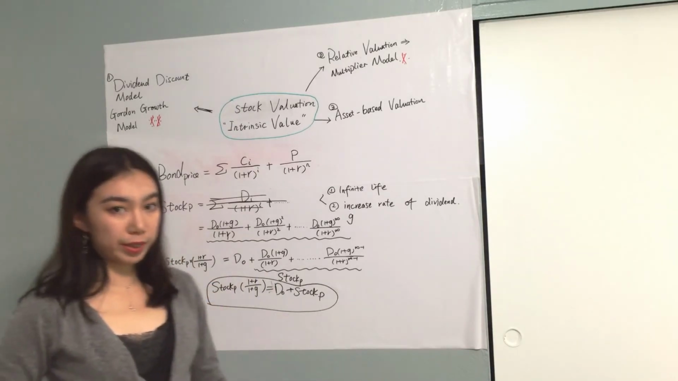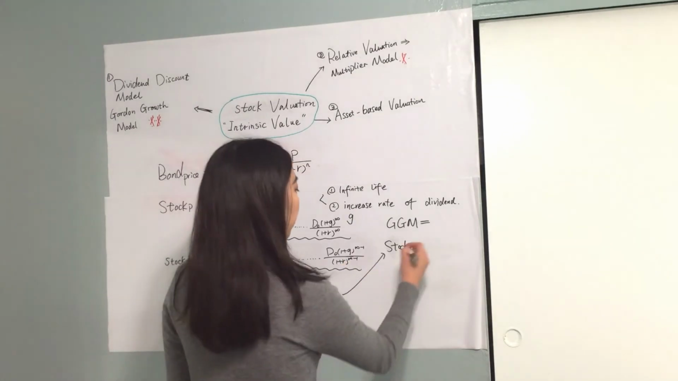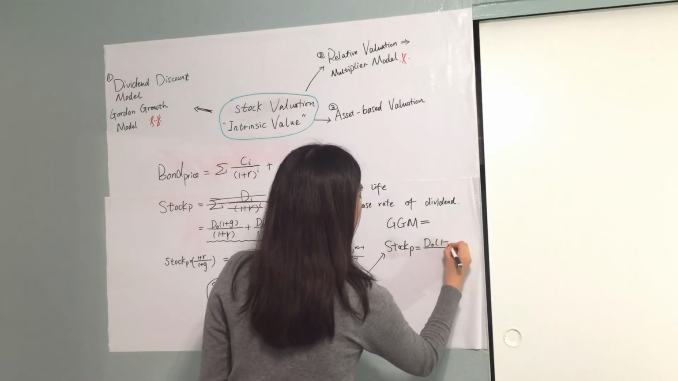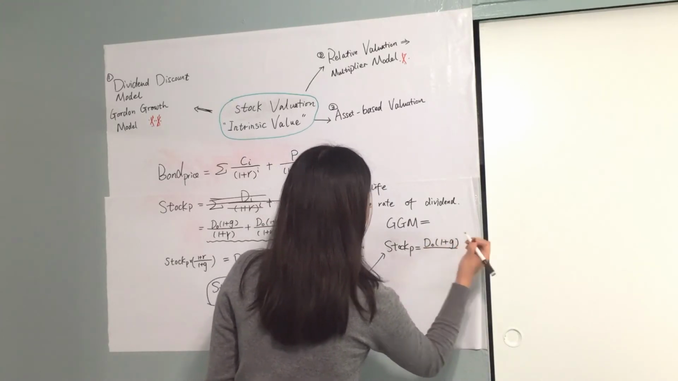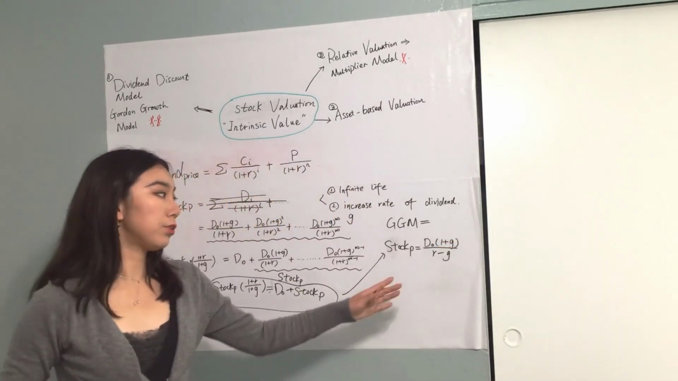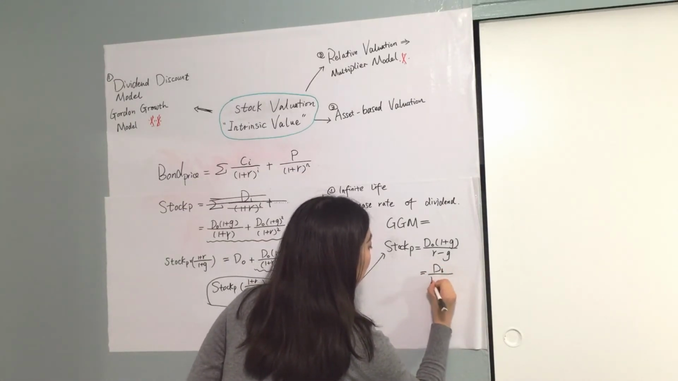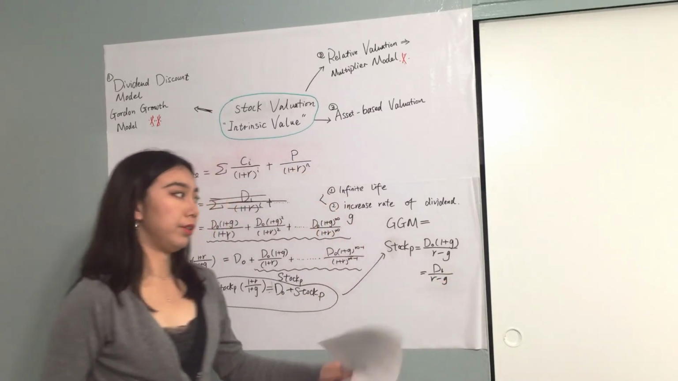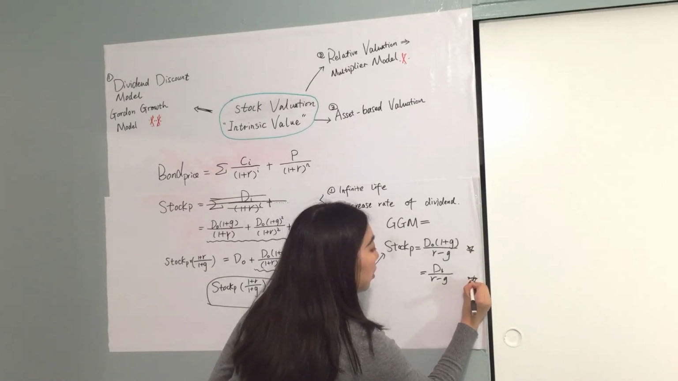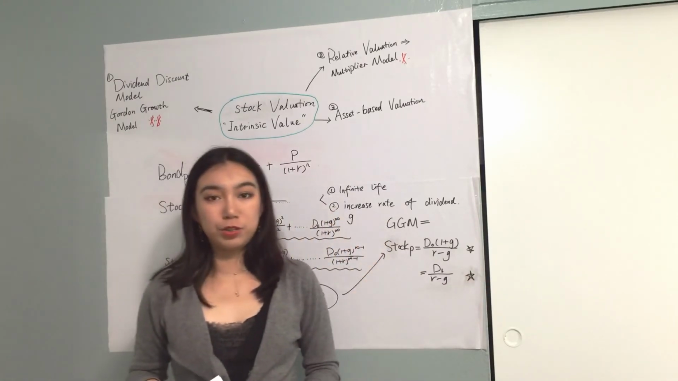So this is what we get. Finally, we arrive at the Gordon Growth model. The stock price equals D0 times (1 plus g) over (r minus g). It also equals D1 over (r minus g). These are the ones you need to remember.